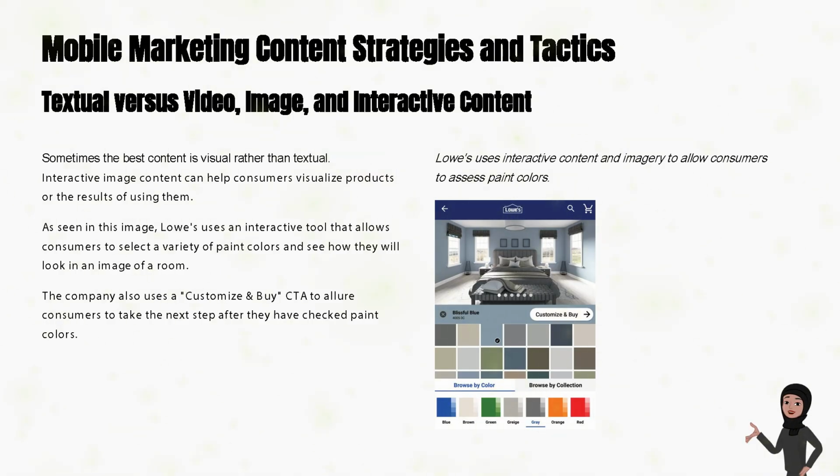Lowe's uses an interactive tool that allows consumers to select a variety of paint colors and instantly see how they will look in an actual image of a room. This immersive imagery allows users to confidently assess paint colors before buying. To seal the deal, the company cleverly utilizes a prominent "customize and buy" call to action, tempting consumers to seamlessly take the next step after they found their perfect color match.